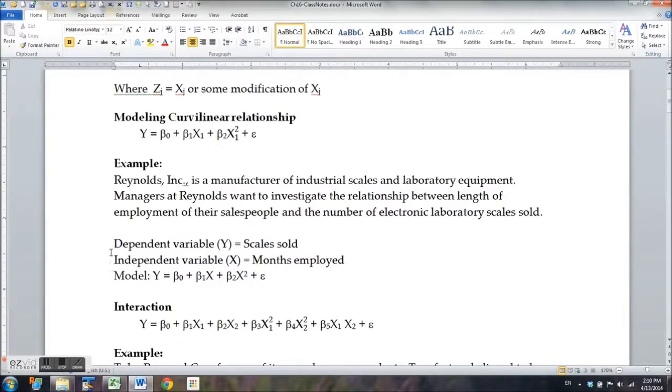So the dependent variable is scales sold, and the independent variable is how many months they have been employed with the company. If you just use the linear model like what we had done before, you'd see that the model assumption is not valid. So if you include another term, where the independent variable is the square of x, then this model may fit the points better than just the linear model. So let's go to Excel and take a look at how to fit this squared term.